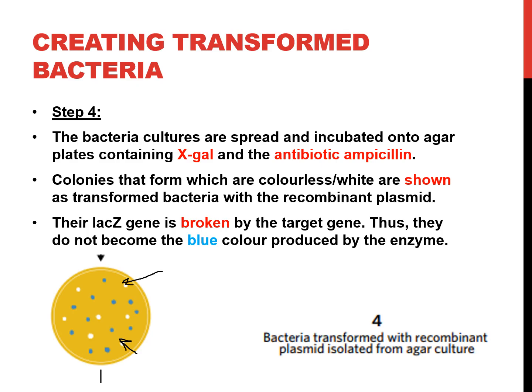Why is that the case? Because their LAC-Z gene has been broken, because the target gene is inserted there. So they're going to make that insulin B subunit polypeptide, the protein, or at least half the protein we need. Therefore, the blue color isn't produced because the enzyme beta-galactosidase, which is made by the B-gal gene, is not breaking down this X-gal.